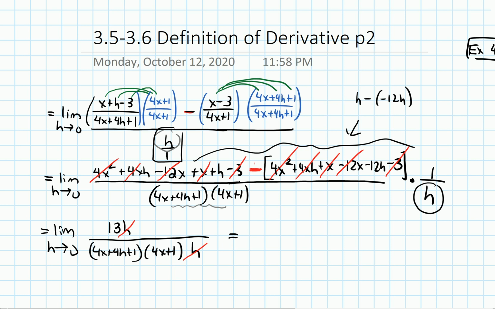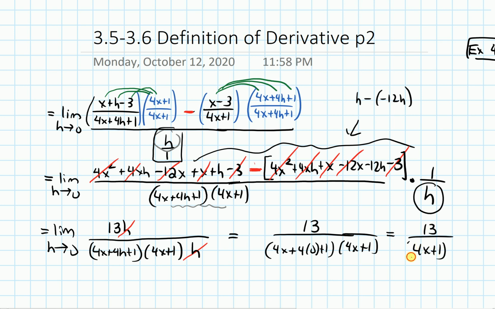So I can stop writing the limit, because now I'm plugging in. We get 13 on the top. On the bottom, we get 4x plus 4 times 0 plus 1 times 4x plus 1. So we're only plugging in the 0 where the h is. And simplifying this, this is 13 over 4x plus 1 quantity squared. All right, so this is our answer. This is what the derivative of our function was. So g prime of x equals this.